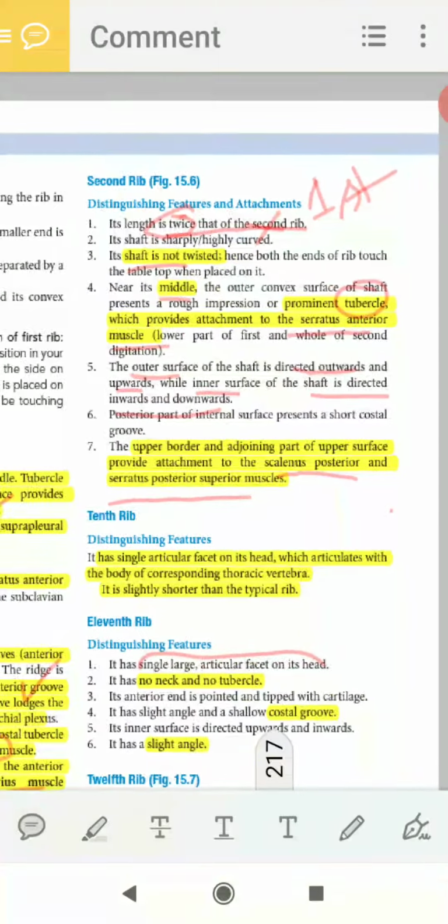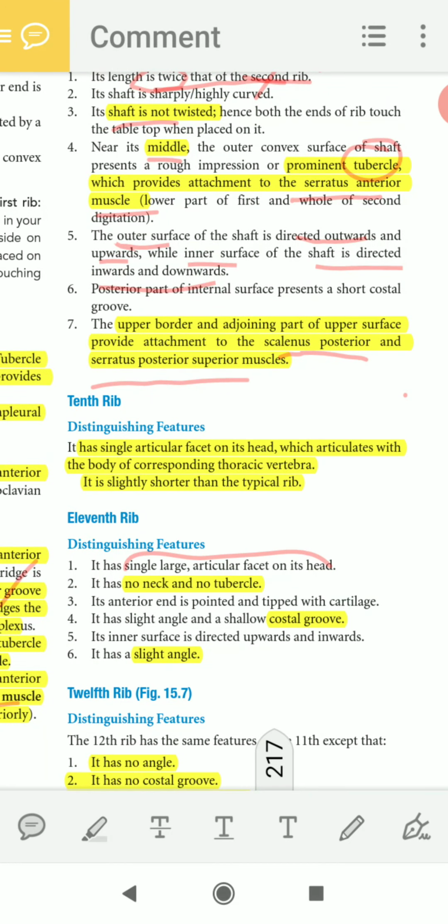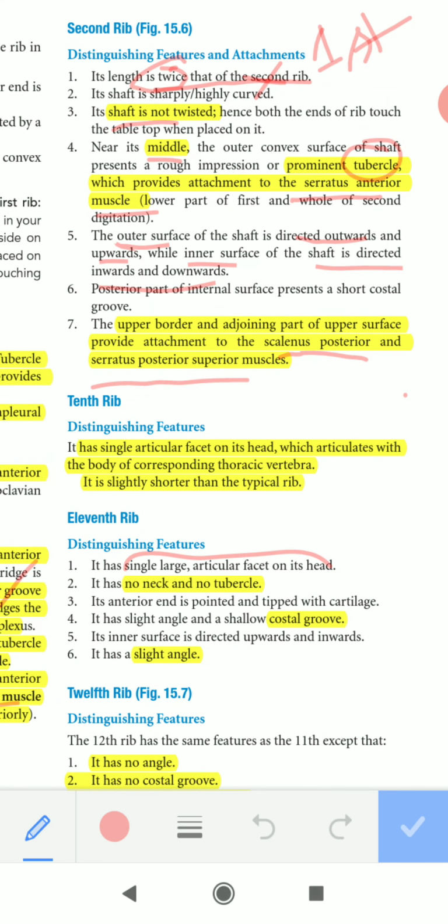Now come to the 10th rib. The 10th rib has a single articular facet on its head, and it articulates with the body of the corresponding thoracic vertebra, and it is slightly shorter than the typical rib. Okay, then the 11th rib. The 11th rib has a single large articular facet on its head, and it has no neck and no tubercle. But it contains a shallow costal groove, and it also has a slight angulation.